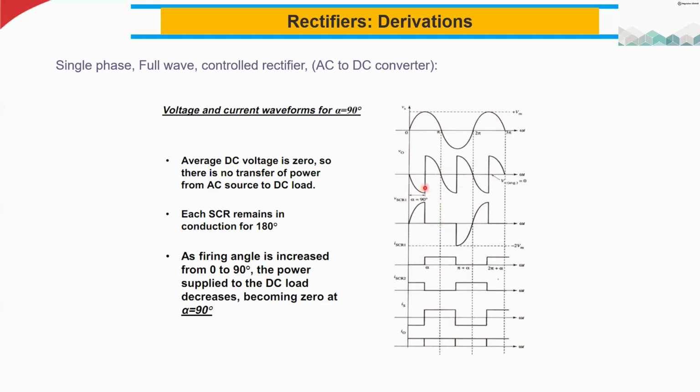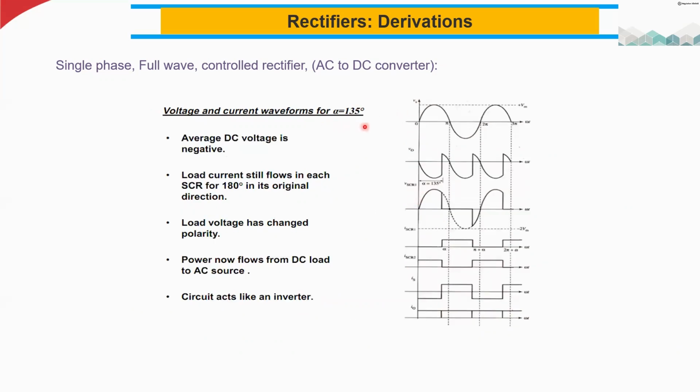After some point, when you increase the firing angle to 135 degree, the circuit will act like an inverter. Inverter means it will invert from DC into AC. So you have to know the limitation of the firing angle, up to what level you can increase it. The range is 0 to 180 degree. You can increase up to 90, and once you reach 130 or 135 degree, the operation will change. Instead of a rectifier, it will start to work like an inverter.